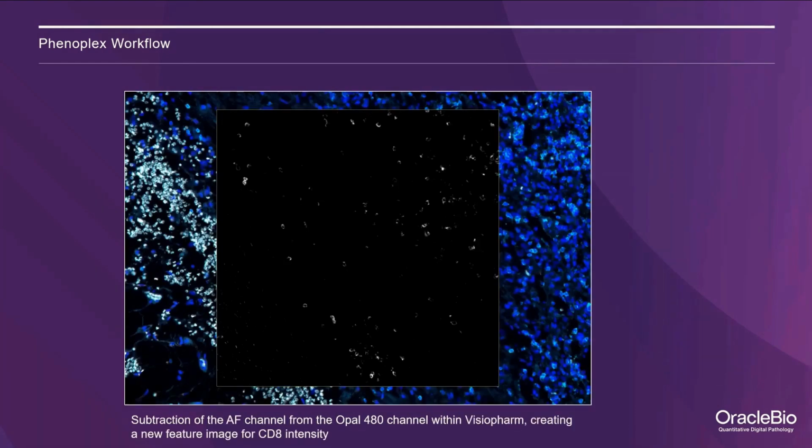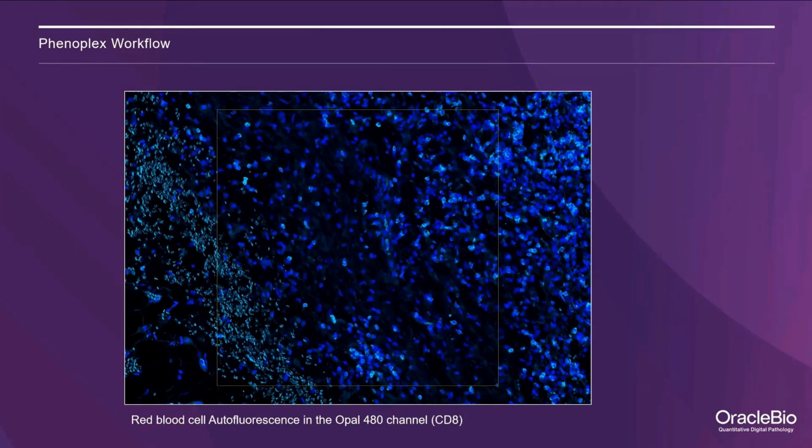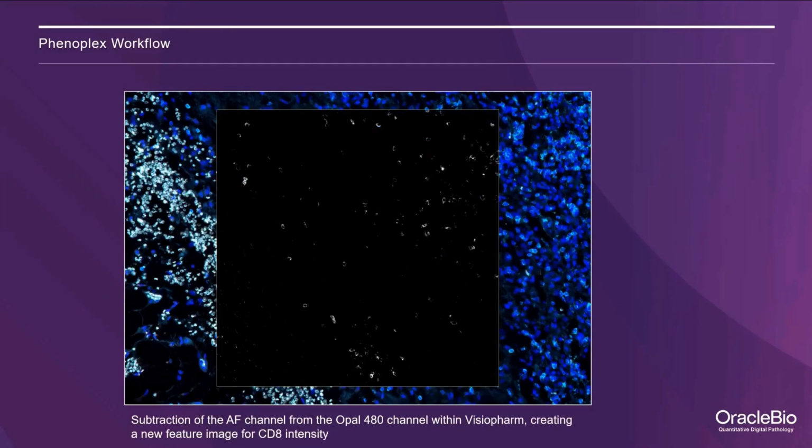So within Visiopharm, we have the ability to create extra feature images. And in this example, we have subtracted the autofluorescence channel from the Opal 480 channel, leaving only a signal from the CD8 positive cells. This feature image can now be added to the main intensity output readings and used in the PhenoPlex for thresholding CD8 cells instead of using the raw Opal 480 channel.